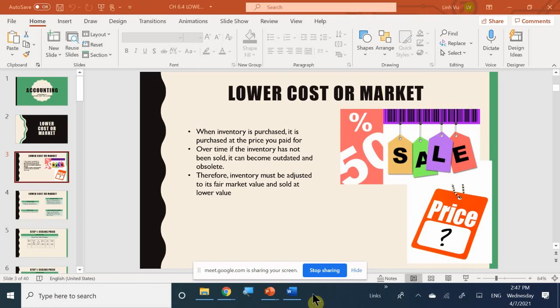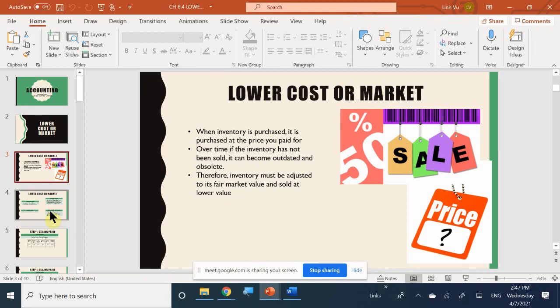right? Because what we have to assume is that when technology advances, that means everything prior to it becomes obsolete. And it's going to be a lot harder to sell. On top of that, it's not going to hold its value. It's not going to be the same as what you purchased it for originally. It's going to lose its value significantly. So that's why we need to calculate our lower cost of market.